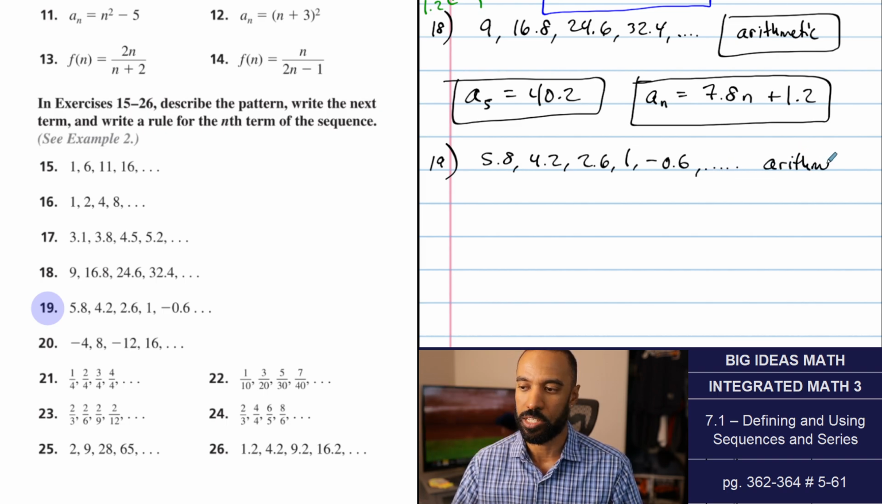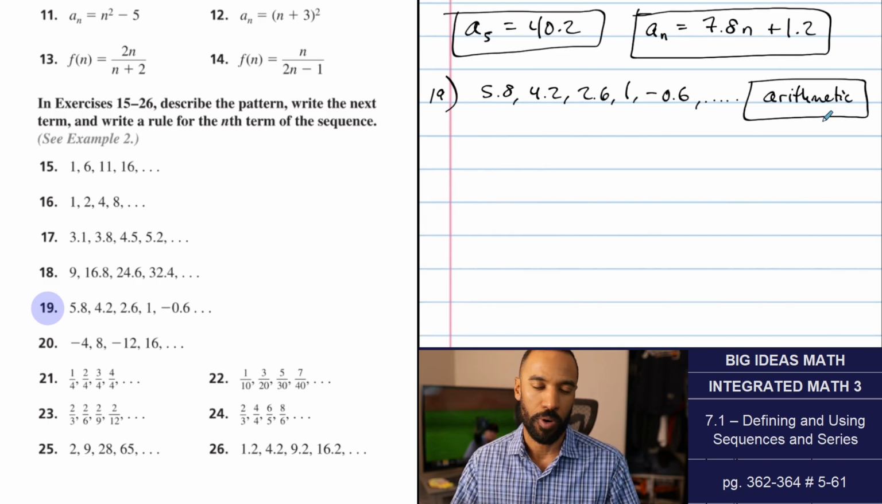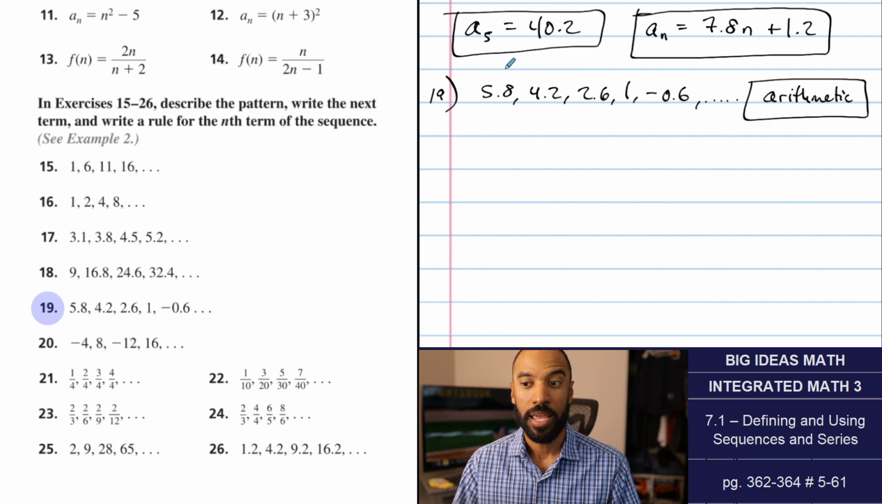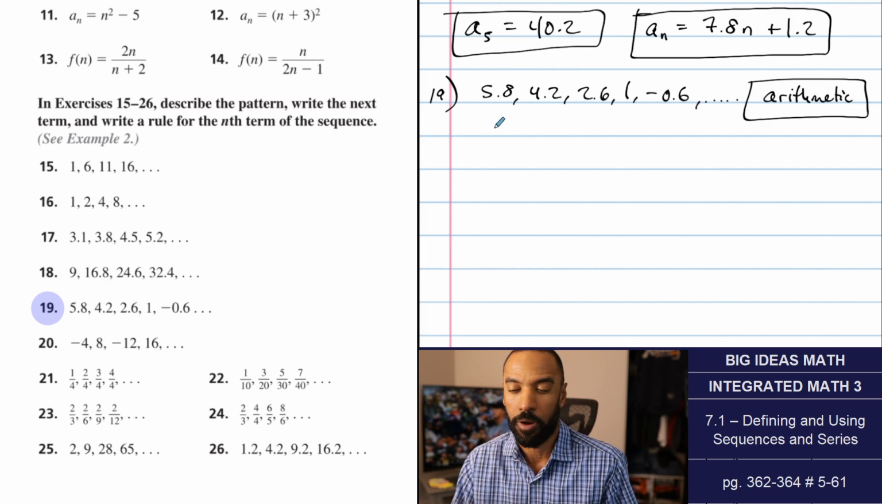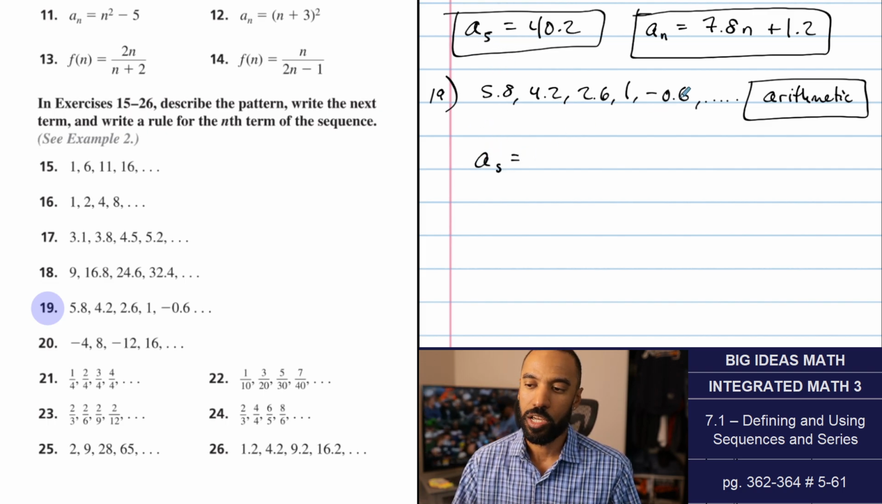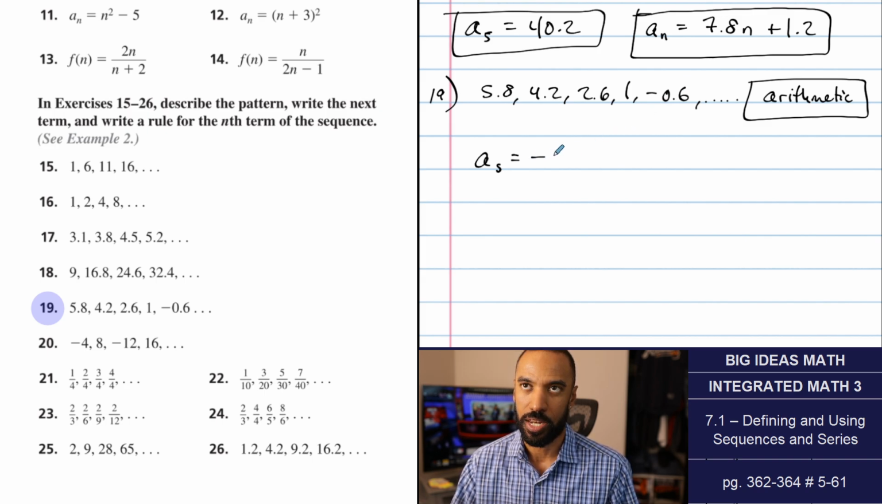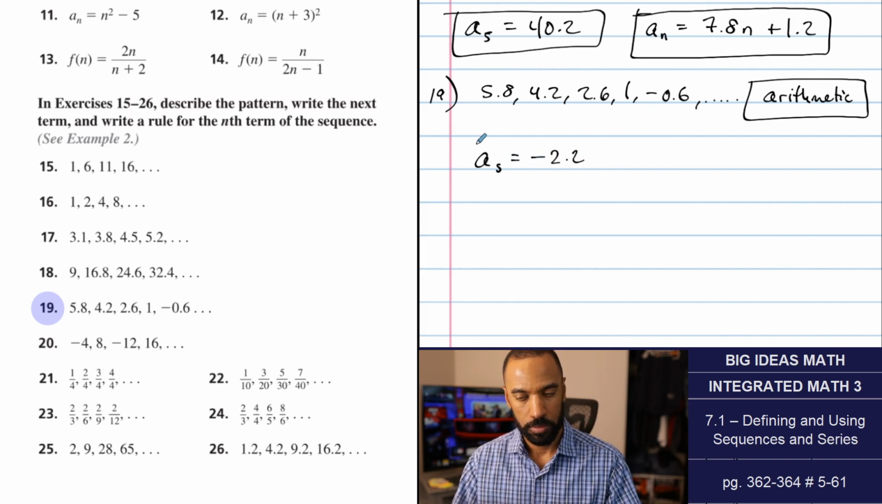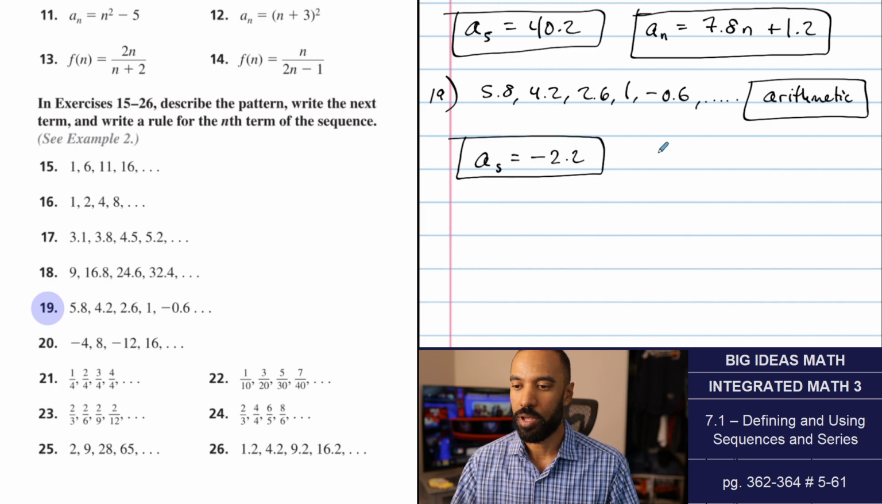And I hope that when they say describe the sequence, me saying arithmetic or geometric is correct, because so far they have been one or the other. So I'm living with that. And that's how we're coming up with our rule anyway, right? Subtracting 1.6 from negative 0.6 is negative 2.2. Okay, so we got a negative 2.2 there.